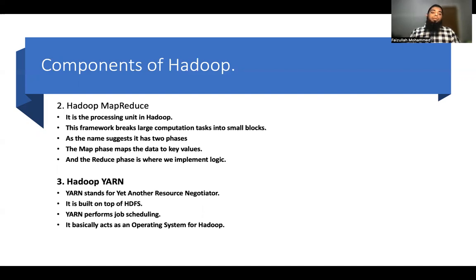The components of Hadoop include Hadoop MapReduce. MapReduce has two different phases. In the map phase, it splits the data into keys, which are identifiable and recognized by the software. In the next step, it moves on to the reduce step, where it implements the logic to process the data. Then Hadoop YARN. YARN stands for Yet Another Resource Negotiator. It is built on top of HDFS. YARN performs job scheduling. It basically acts as an operating system for Hadoop.